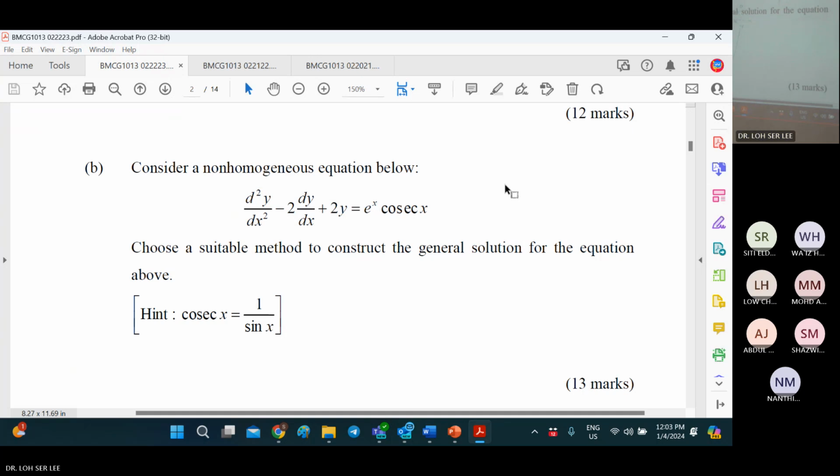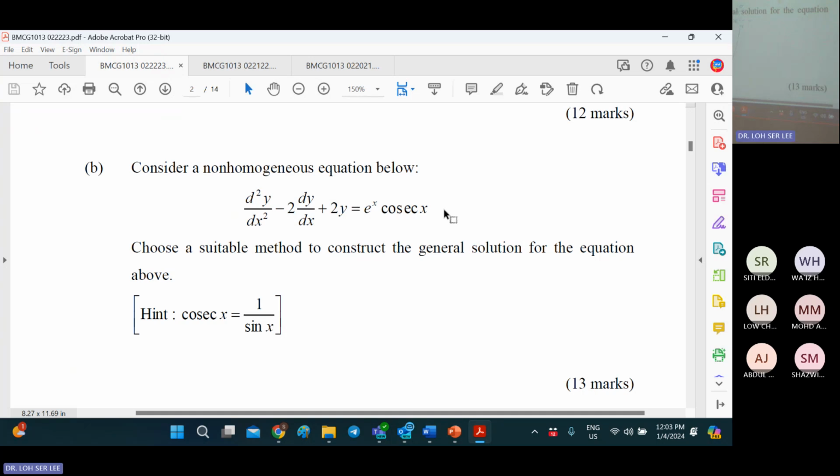Which one? Look at the fx function. Can this be solved using undetermined coefficients method? No. This is not acceptable for sec. So we have to use variation of parameters. And you are given the hint here, cosecant is 1/sin. This one you can try on your own.